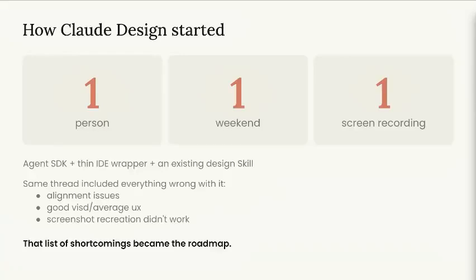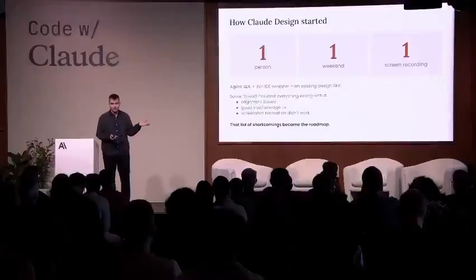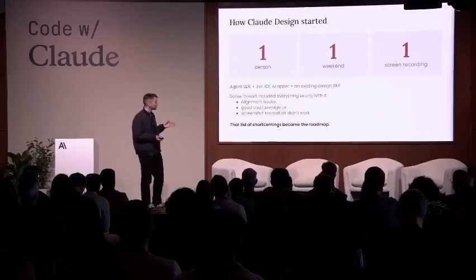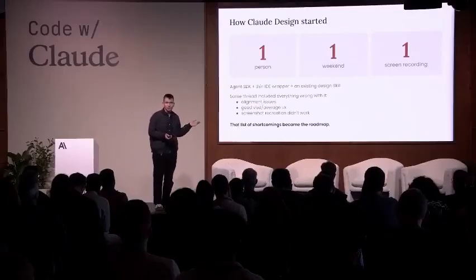And it was very simple. It was the Agent SDK. It was a very thin IDE wrapper, and it used an existing skill that he had already been using in Claude Code. And this is how a lot of our labs bets start. It's one person, one weekend, one screen recording, someone hacks something together, and just shares what they did. So for us, Nate posts this in Slack. We run a lot of things in Slack.